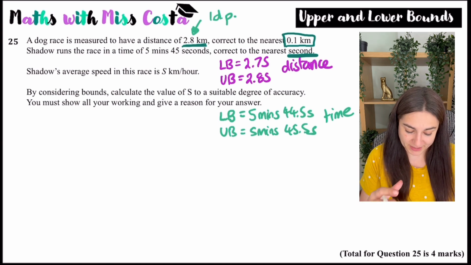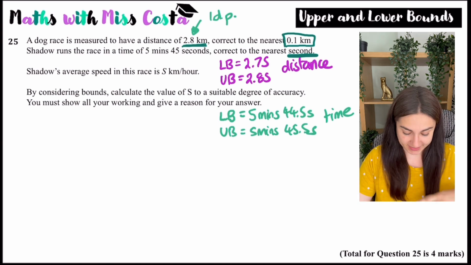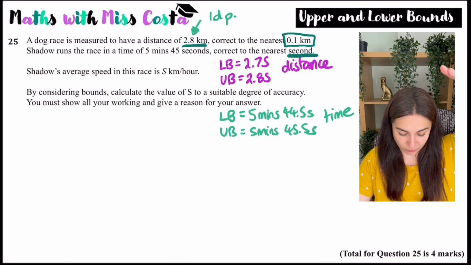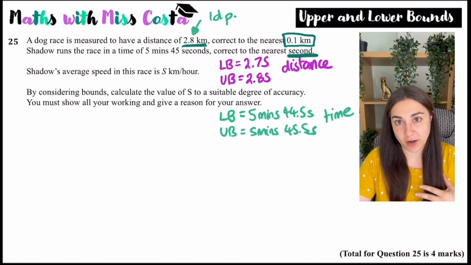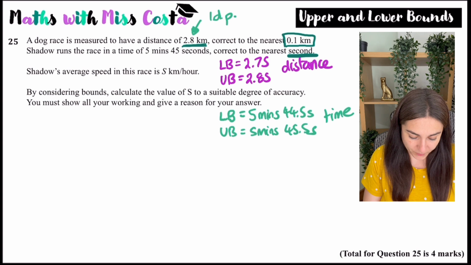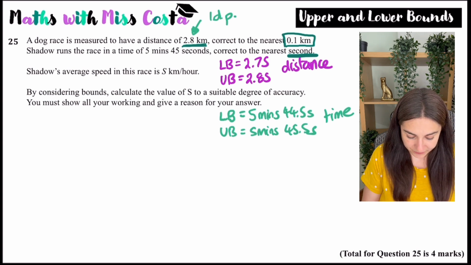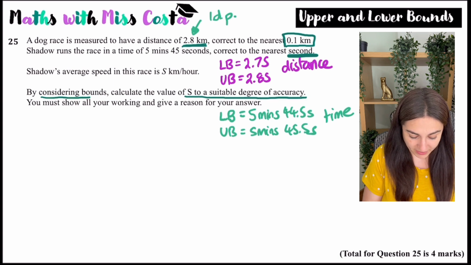Essentially, a dog race is measured to have a distance of 2.8 kilometers, correct to the nearest 0.1 kilometers. So the distance is roughly 2.8 kilometers. The time is 5 minutes 45 seconds, correct to the nearest second. I've established my upper and my lower bounds, and now I need to work out the speed to a suitable degree of accuracy by considering bounds.